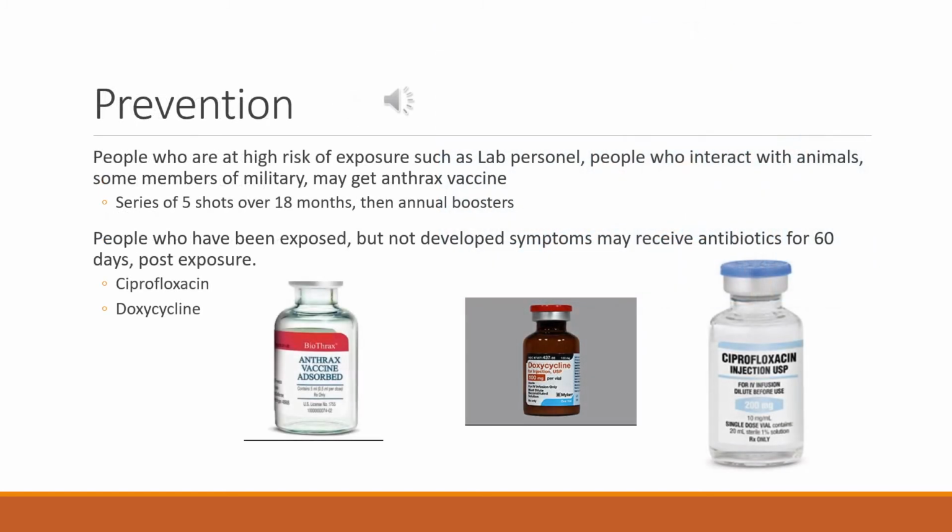Prevention. People who are at high risk of exposure, such as lab personnel working frequently with anthrax, people who interact with animals frequently, some members of the military may get an anthrax vaccine. The anthrax vaccine consists of a series of 5 shots given over 18 months, and then annual boosters, which are given to continue immunity against anthrax.